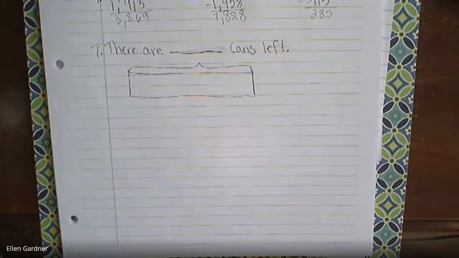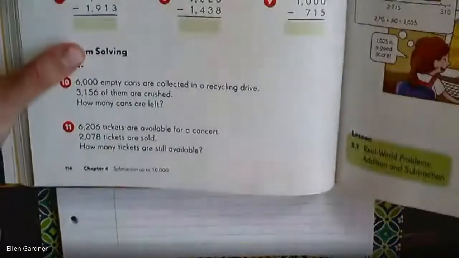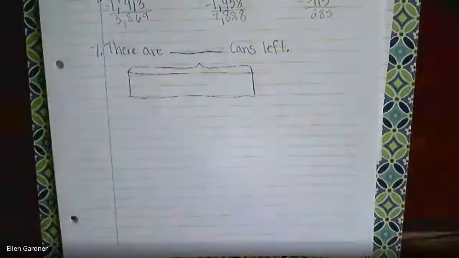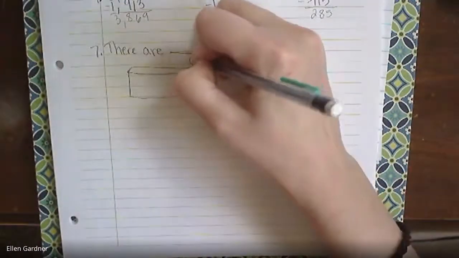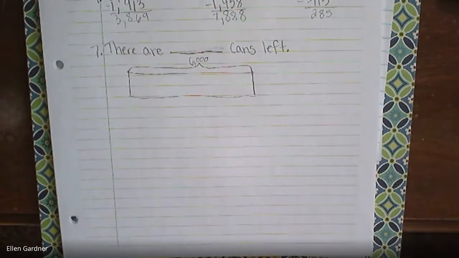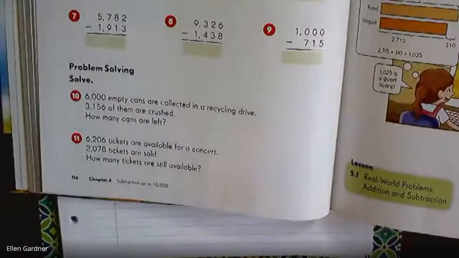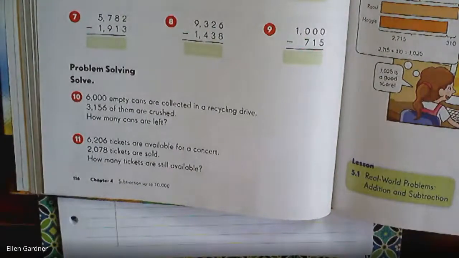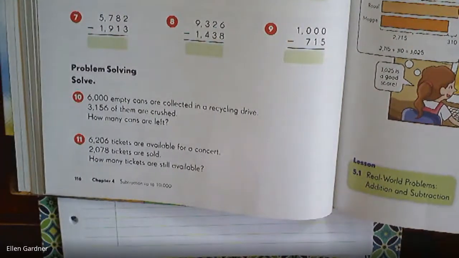Do we know how many total cans there were at this recycling drive? 6,000 cans were collected. That tells us our total, 6,000. I want you to think on your own for a moment about what are the 2 parts of this story problem. Sorry, 2 parts of the bar model. Pause it and label it if you know the answer.